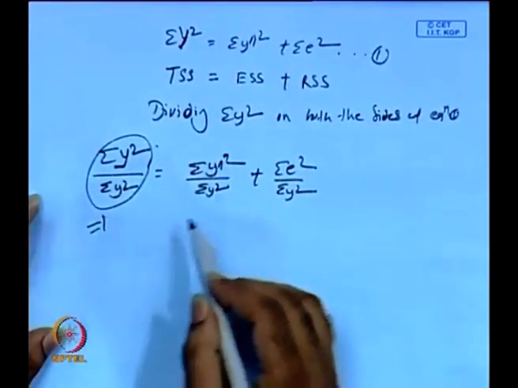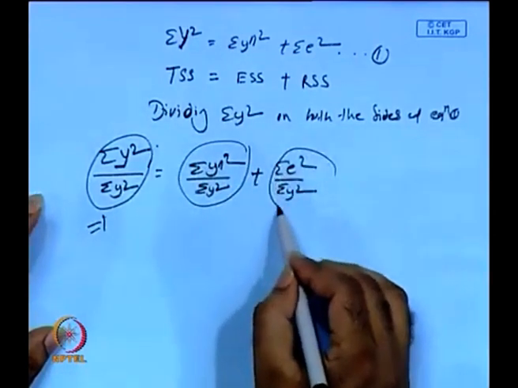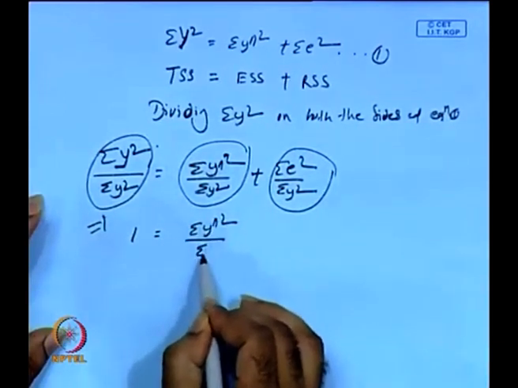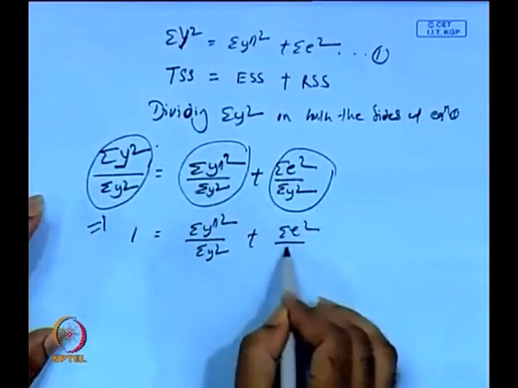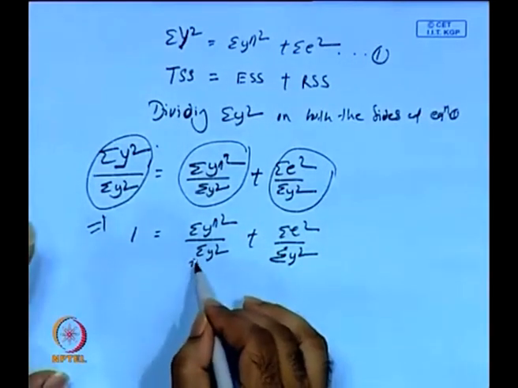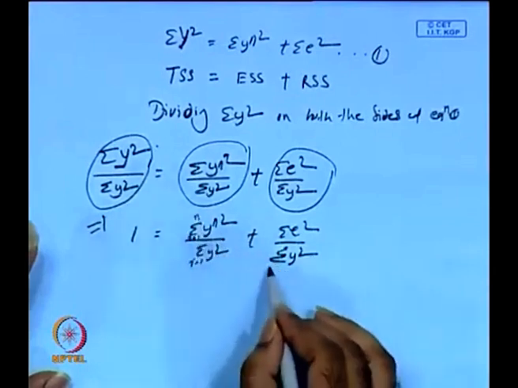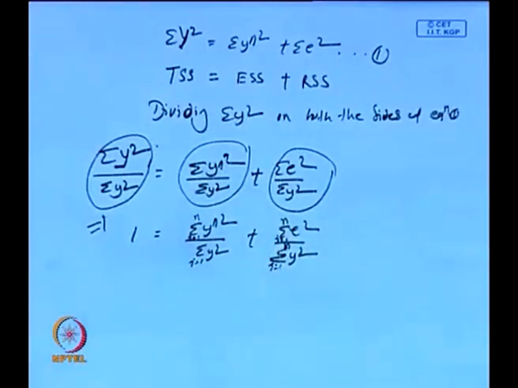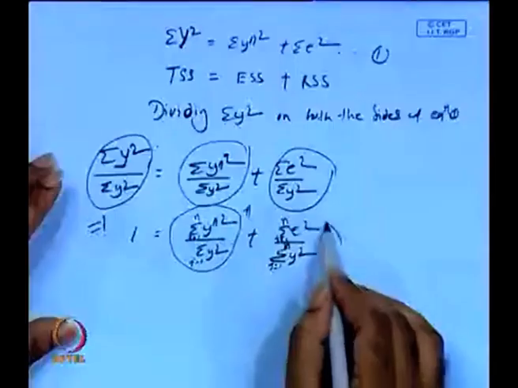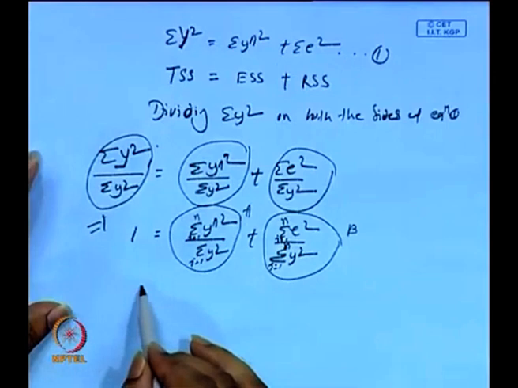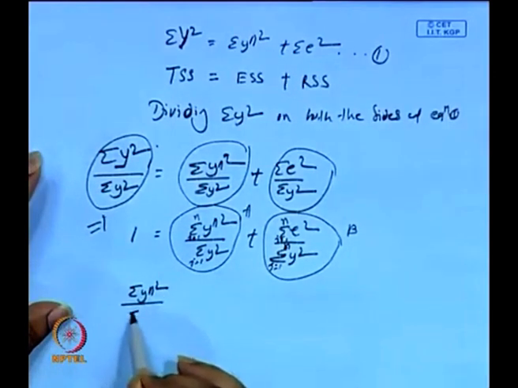So, this is one component and this is another component. That means 1 equals summation y hat squared by summation y squared plus summation e squared by summation y squared. All right. This is how we are in a position to draw it. Obviously, i equal to 1 to n here, i equal to 1 to n here, and i equal to 1 up to n here. Now we have two parts. We call this part A and this part B. Let us first expand what this part A component is.